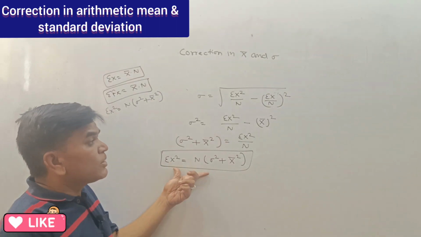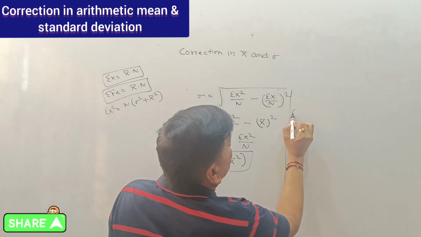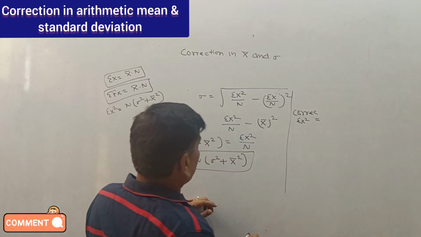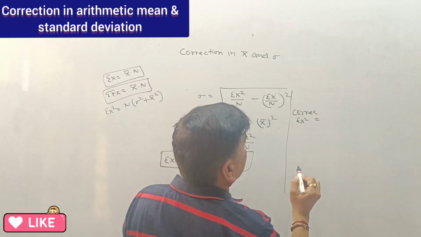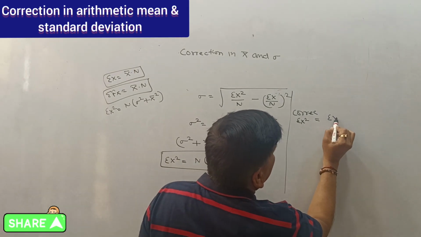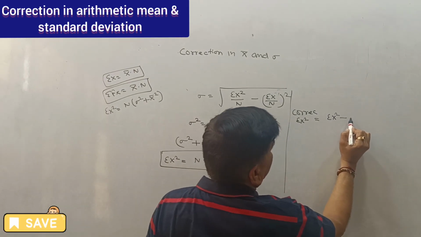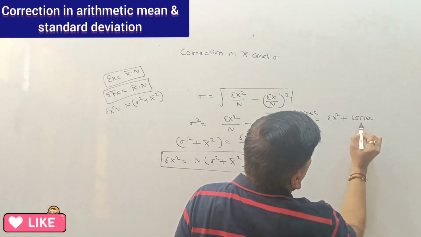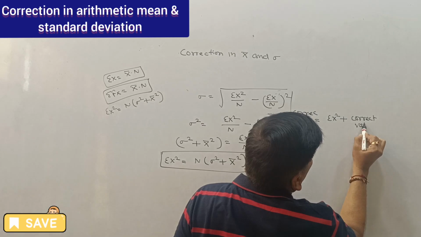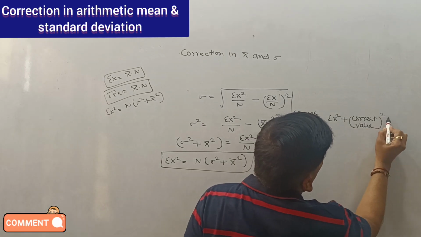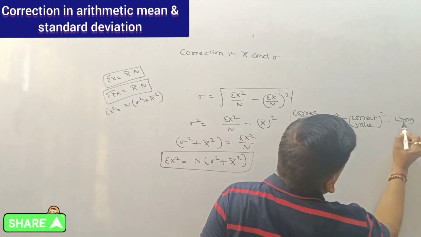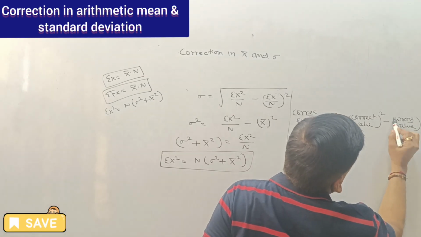If something is wrong, then what will we do? The correct sigma x square is sigma x square plus the square of the correct value minus the square of the wrong value.